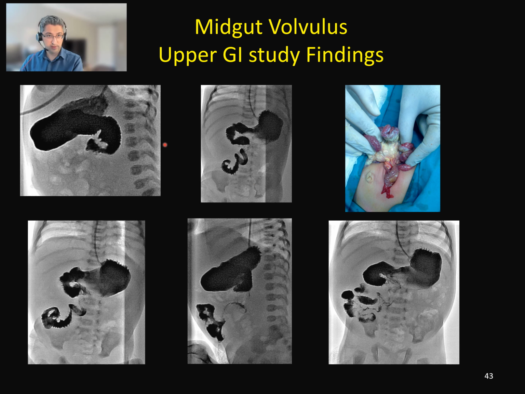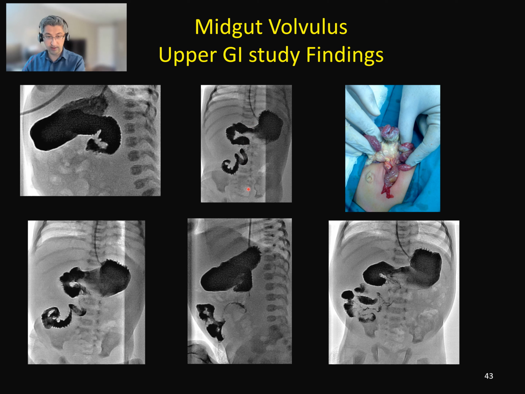Let me show you an example of a midgut volvulus. As we said before, there is always malrotation when there is midgut volvulus, not vice versa. Here on the upper GI study, we can see the duodenum. The proximal part is slightly dilated. The contrast is passing slowly. There's a delay. But look at this.